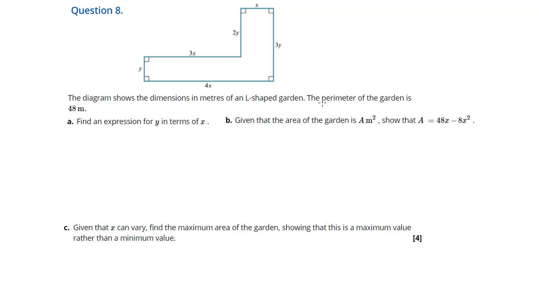All right, problem number 8. We've got this L-shaped garden. It's got a perimeter of 48 meters. We're going to write an expression for y in terms of x. Well, the perimeter, that's a bunch of x's and y's.